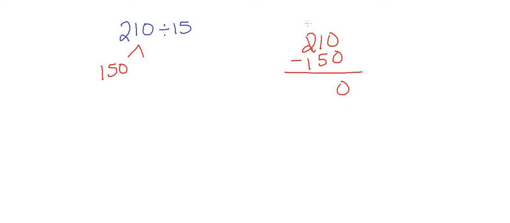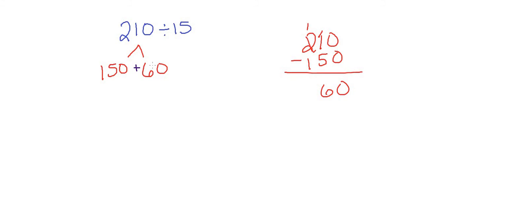Okay, so we still want to break up that 210, and I think the easiest way to break up 210 is to do 150. And if you don't know what 210 minus 150 is, let's just subtract. 11 minus 5 is 6, 1 minus 1 is 0. So we have 150 and we have 60.